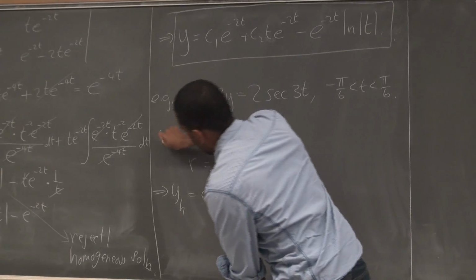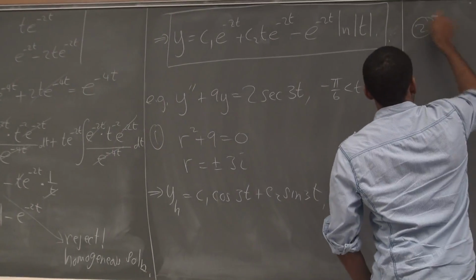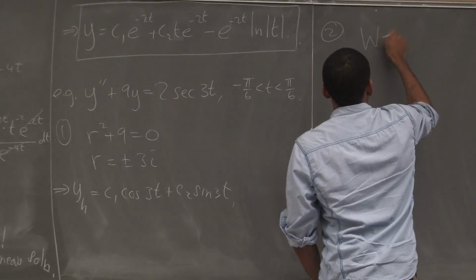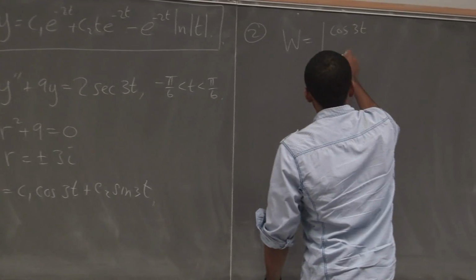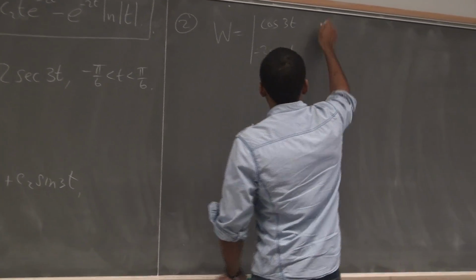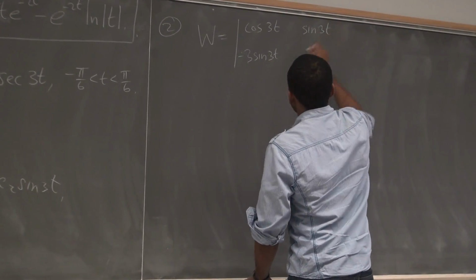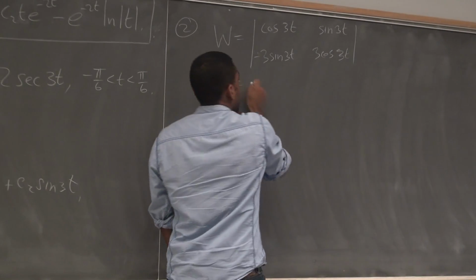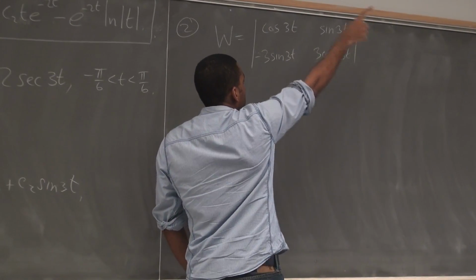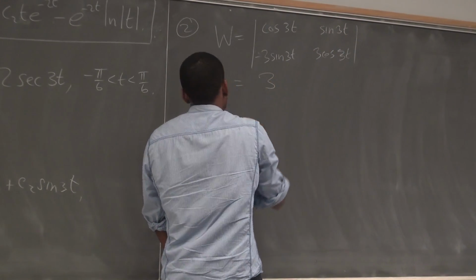Second step, the Wronskian. Cosine 3t, minus 3 sine 3t, sine 3t, 3 cosine 3t. That would give us 3 cosine squared plus 3 sine squared. That's just 3.